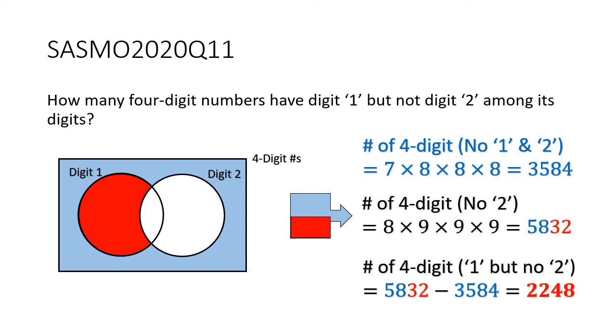But what we really want to find are all the numbers that contain the digit 1 but not 2, and that's represented by the red area only. So what we can do is take the answer that we have found, 5,832, which is the blue area plus the red area, and subtract the blue area, which is 3,584, to get an answer of 2,248.